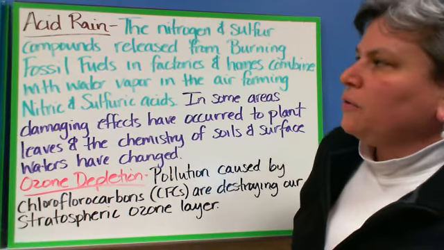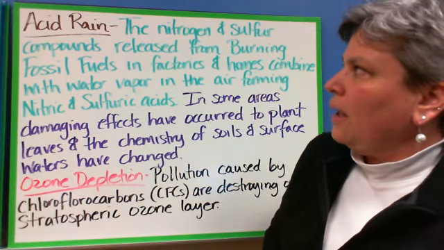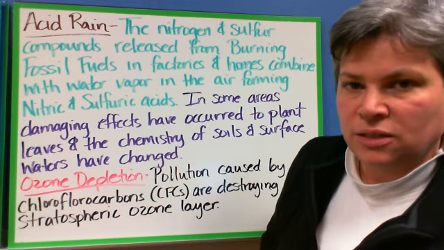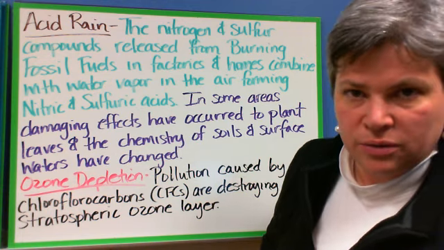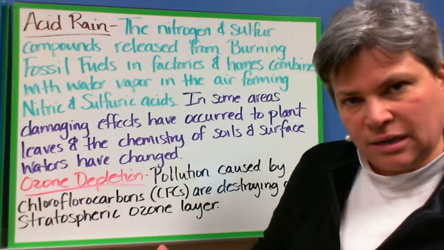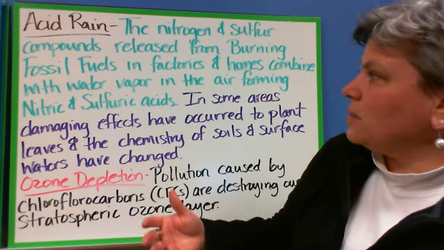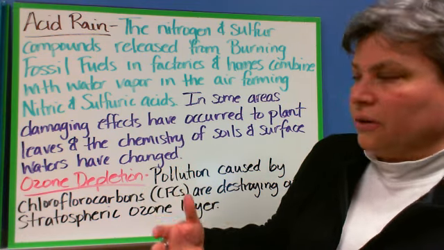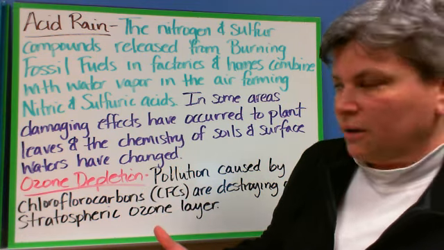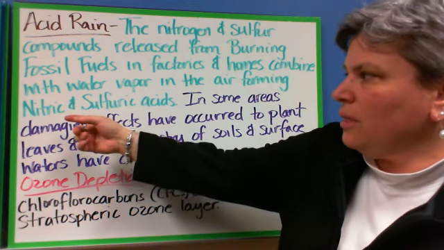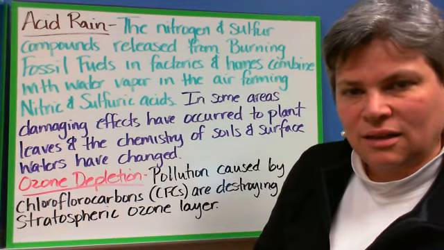So let's take a look for a minute at acid rain. Acid rain means that the nitrogen and sulfur compounds released from burning fossil fuels, when we burn fossil fuels, it releases compounds that contain nitrogen and compounds that contain sulfur. Those compounds go into the atmosphere and they mix with the water vapor that's there. Once they do that, it actually falls from the air with nitric or sulfuric acids.